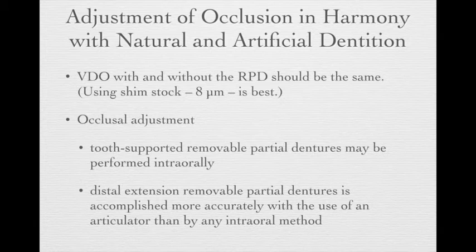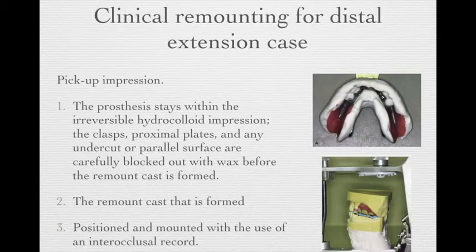Then you will do occlusal adjustment. Most of the time, when we have a tooth-supported RPD, we may be able to do the adjustment intraorally. However, when we deal with a distal extension RPD, we are more likely to use the articulator to do the adjustments rather than adjusting intraorally. So how do we do adjustment on the articulator? We have to do a clinical remounting.